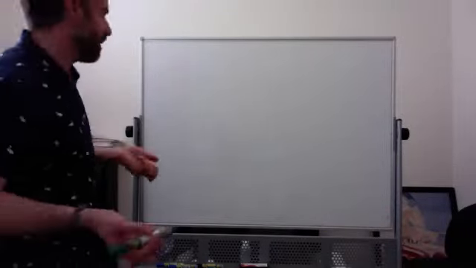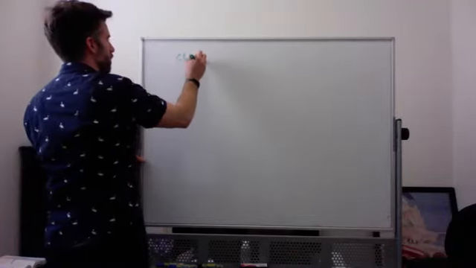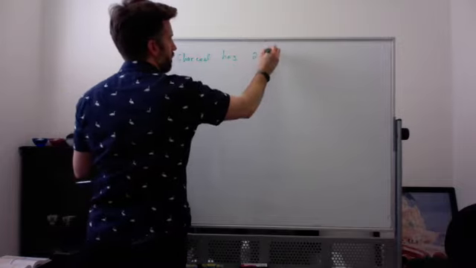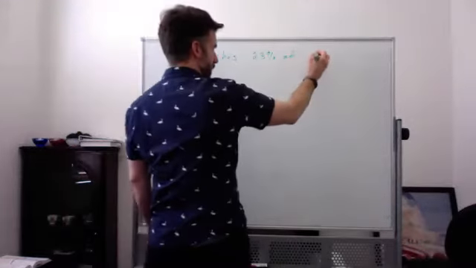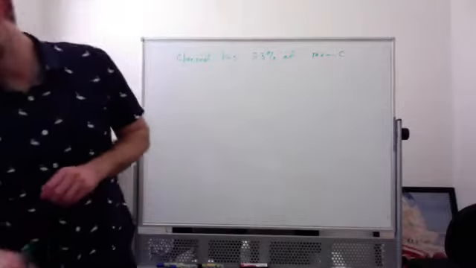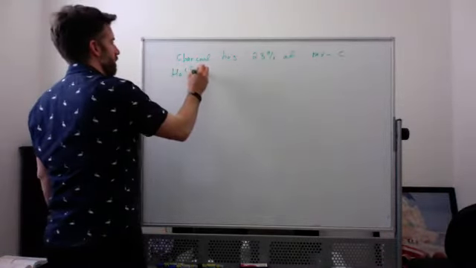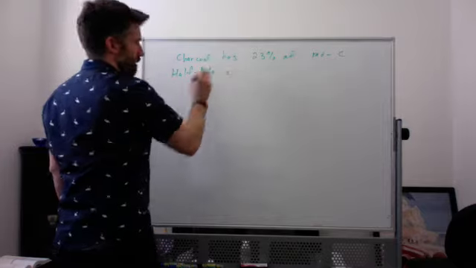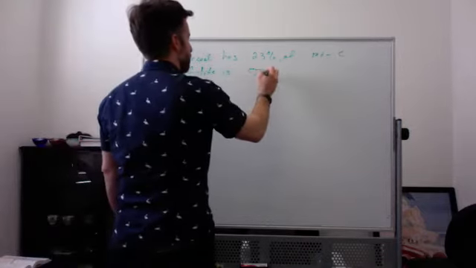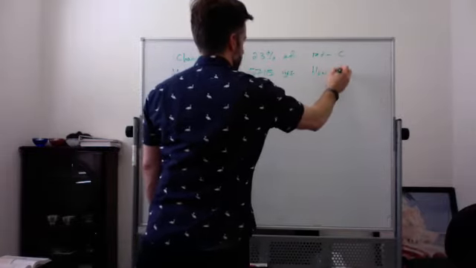So I'm going to make up slightly different numbers. They said that a piece of charcoal has, I'm going to say, 23% of the radioactive carbon as it would originally, and the half-life is 5,715 years. How old is it?